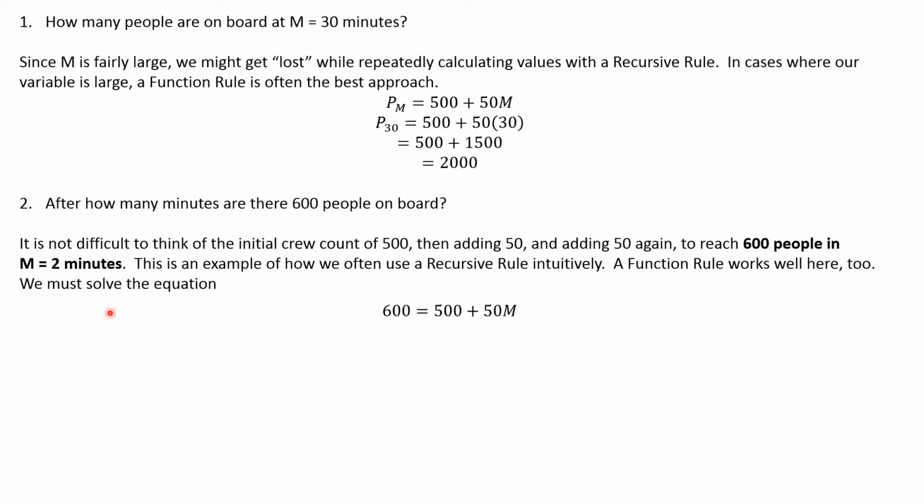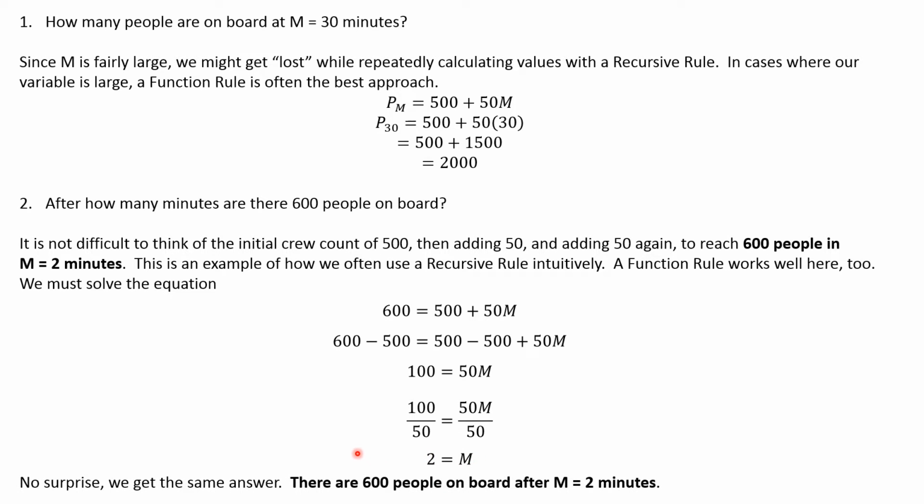We must solve the equation 600 people is the original crew of 500 plus 50 times some number of minutes m. We can solve this for m by first subtracting 500 from both sides. That gives us 100 equals 50 times m. And then we'll divide both sides by 50 to get m equals 2. So no surprise, we got the same answer as we did with the recursive rule intuitively, of 2 minutes. There are 600 people on board after m equals 2 minutes.